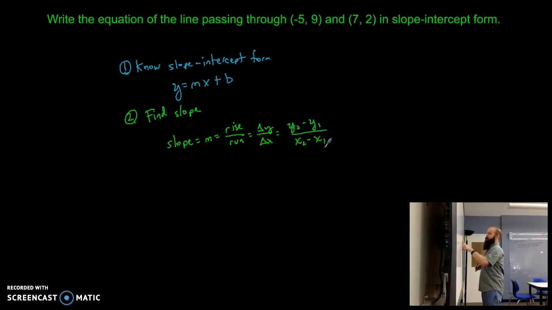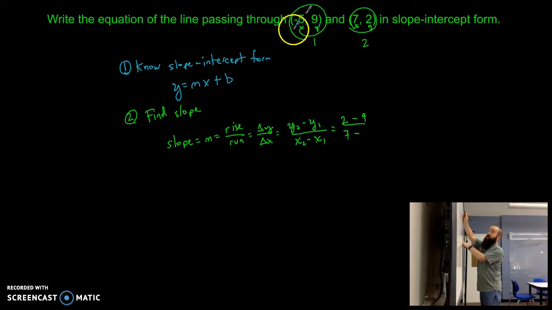So these subscripts basically mean I'm going to look at these 2 points and label one of them point number 2 and point number 1. Doesn't matter which one's which. And I'm going to mark the x's and the y's in each of those points. So if I want y2, I want the y value in the second point. That would be this 2. Minus y sub 1 is the y value in the first point. It's 9. Over x sub 2, which is the x value in the second point, 7. Minus x sub 1, which is the x value in the first point, it's -5.